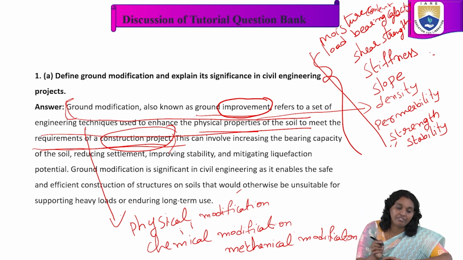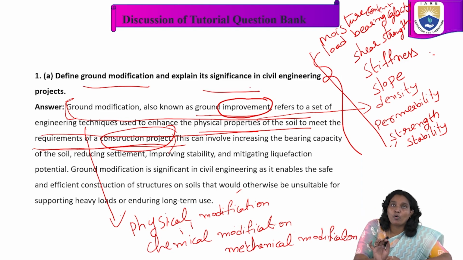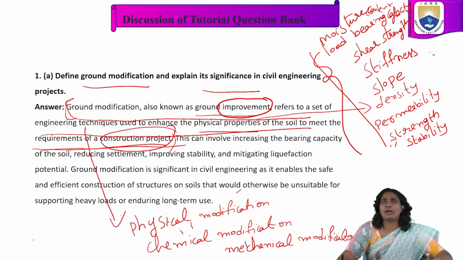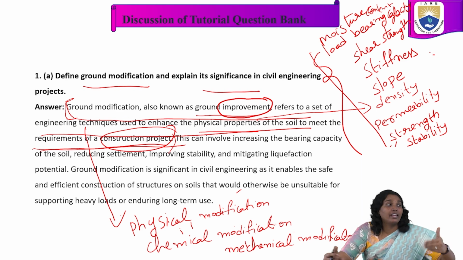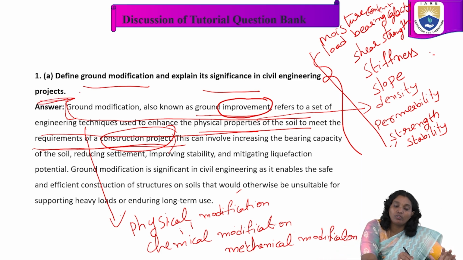Now, once we have defined the ground modification, move on to the significance. What is the importance in civil engineering projects? We may consider different civil engineering projects. Those are bridges, buildings, infrastructures, port construction, tunnels, airports, runways. So many are there: industrial structures, commercial buildings, wherever that particular locality is there. These are all the construction projects we are going to consider.